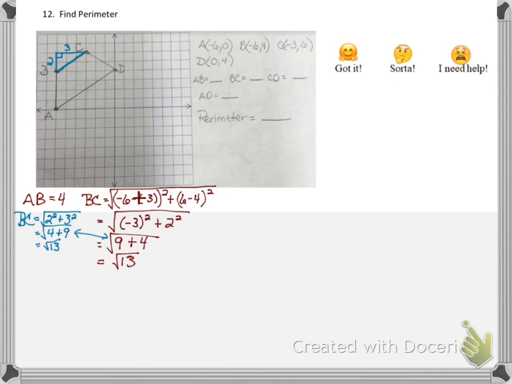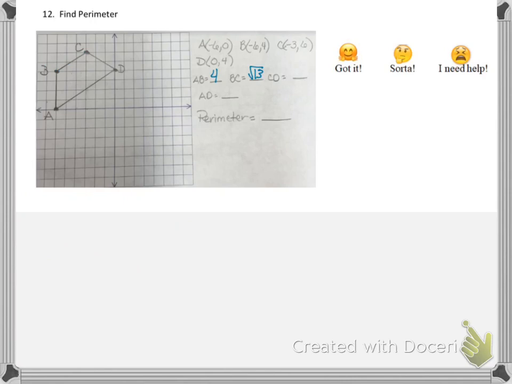So let's go ahead and fill in. I know that AB is 4, and BC is square root 13. Since I showed you using the distance formula, I'm going to use the method using the Pythagorean theorem.